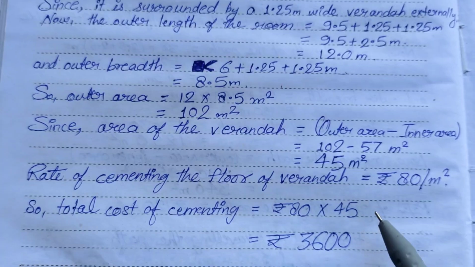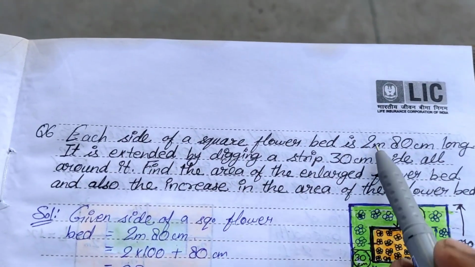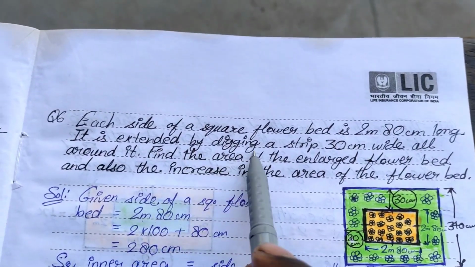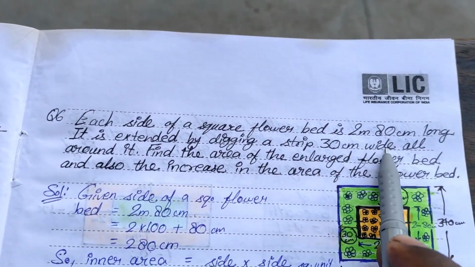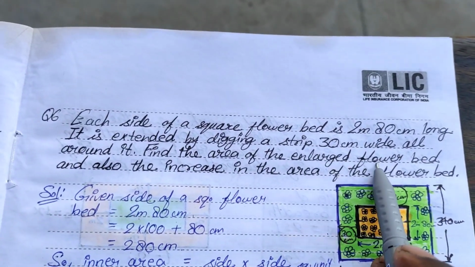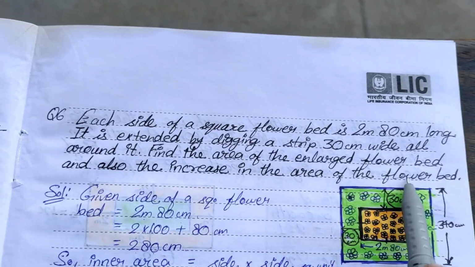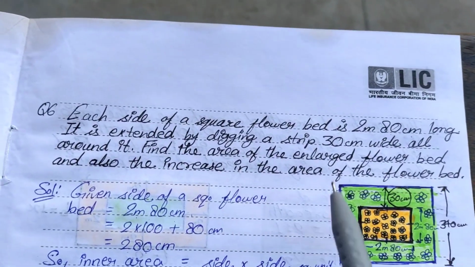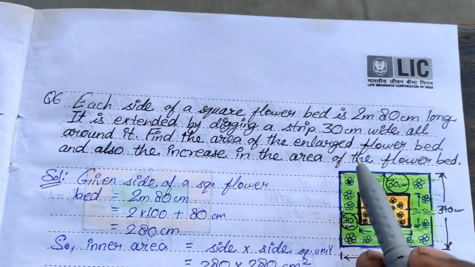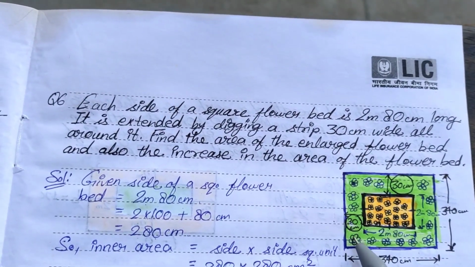Now see the next question, number 6. Each side of a square flower bed is 2 meter 80 centimeter long. It is extended by digging a strip 30 centimeter wide all around it. Find the area of the enlarged flower bed and also the increase in the area of the flower bed. So we have to find the area of enlarged flower bed, or say area of this newly made flower bed.